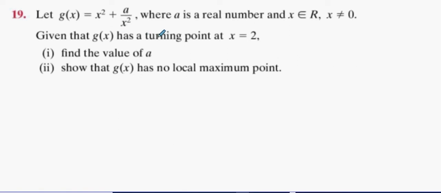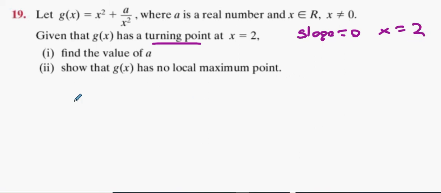Now guys. G of x equals x squared plus a over x squared. Given that g of x has a turning point at x equals 2, find the value of a. Okay. Turning point means it's either a maximum or a minimum, but we can guarantee that the slope is 0 at x equals 2. Everybody cool with that?